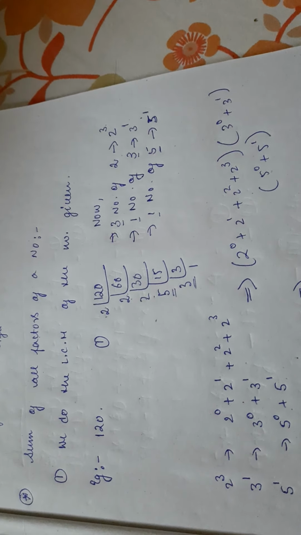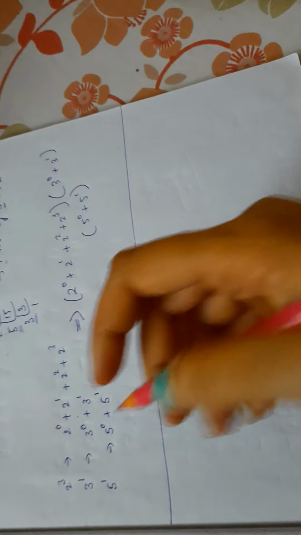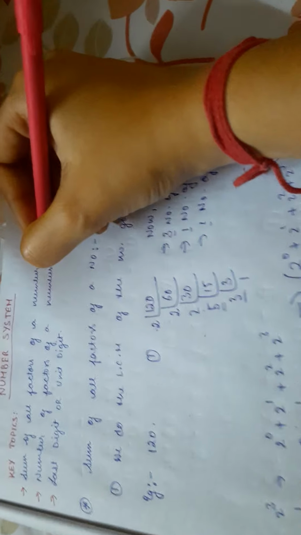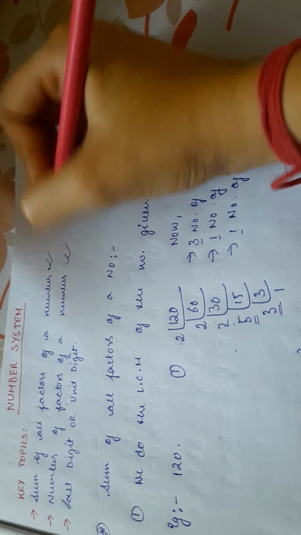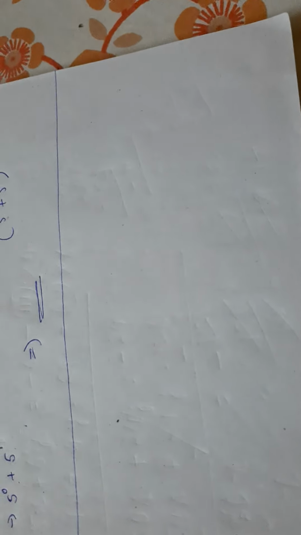Okay, now coming to the second point, that is the number of factors of a number. Here I will specifically tell what will be the number of factors of a number.